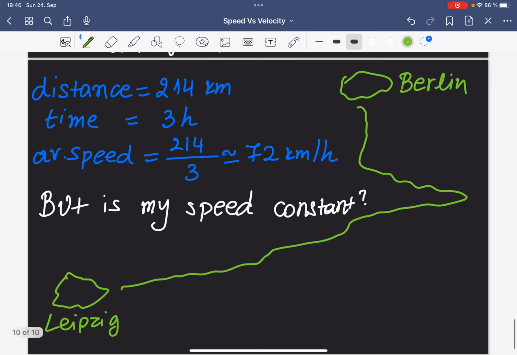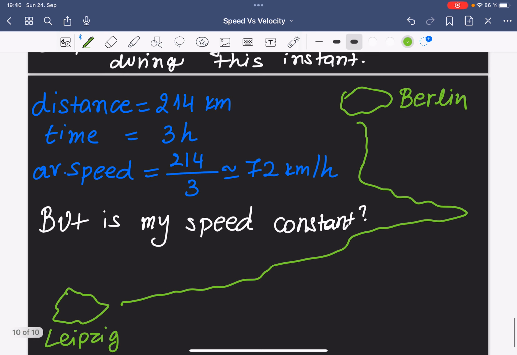Okay, let's say that you want to take a road trip from Leipzig to Berlin, a total distance of 214 kilometers more or less. And this trip lasted 3 hours. Okay, so if you want to calculate the average speed that you had, you're going to divide the total distance, 214 kilometers, over 3 hours, and you will end up with something like 72 kilometers per hour. And that's your average speed. Was this speed constant? That's my question.